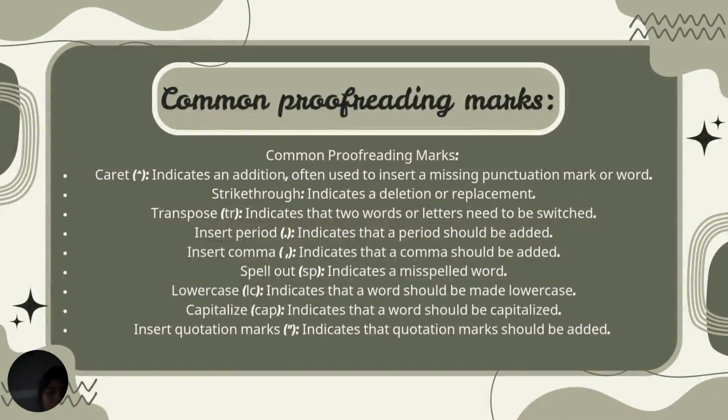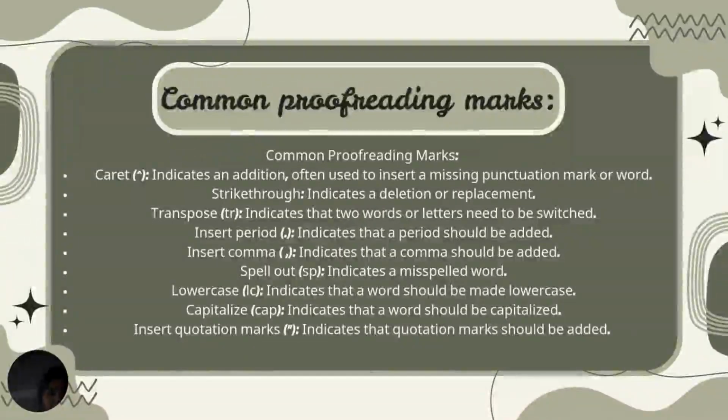Then, the spell out. It indicates a misspelled word. This mark flags a misspelled word and suggests it should be written out correctly. Example, accommodate. There's an added word SP, which means it is misspelled. So, meaning accommodate is misspelled.